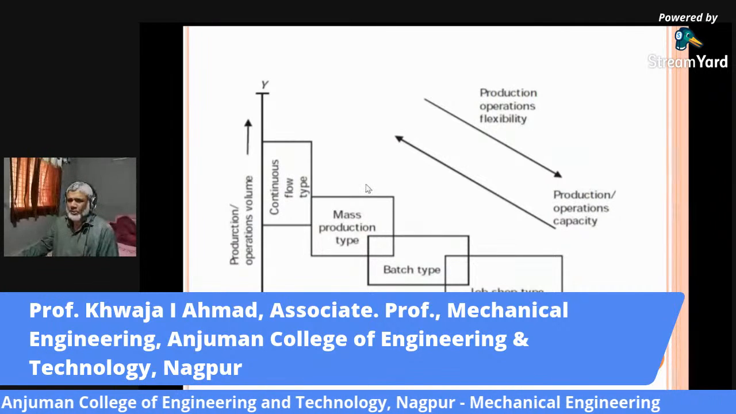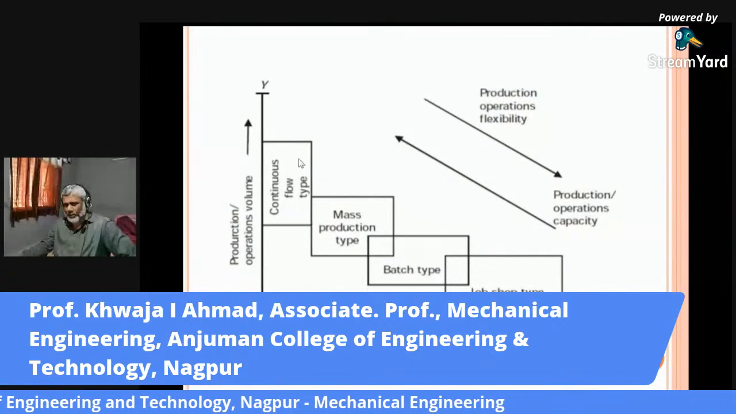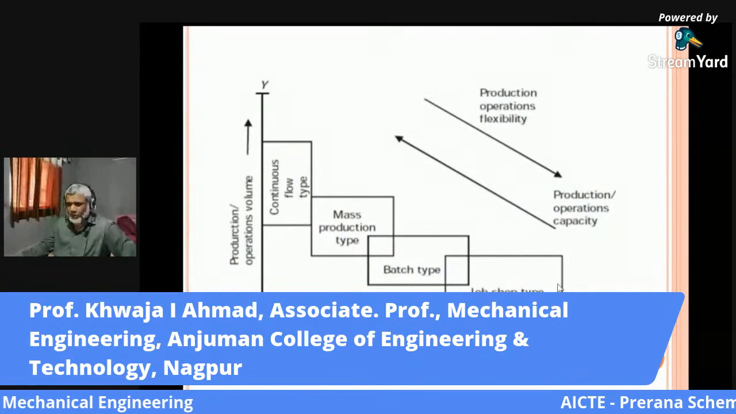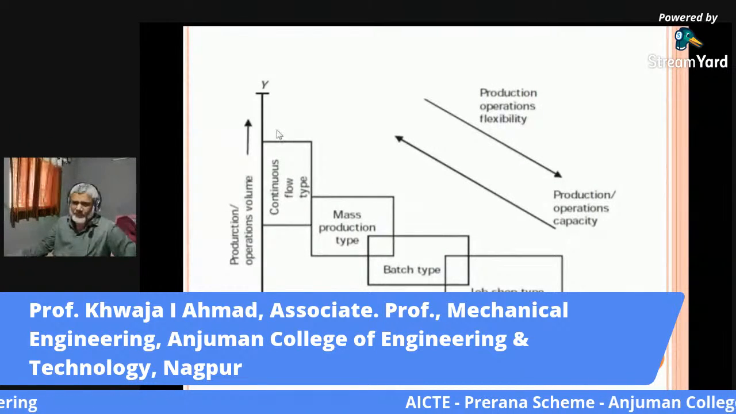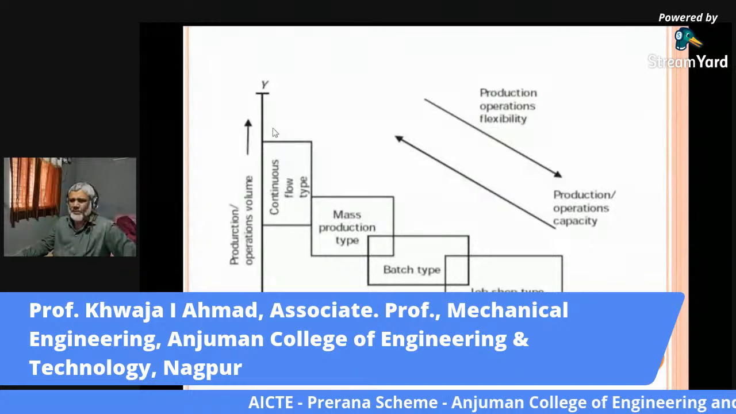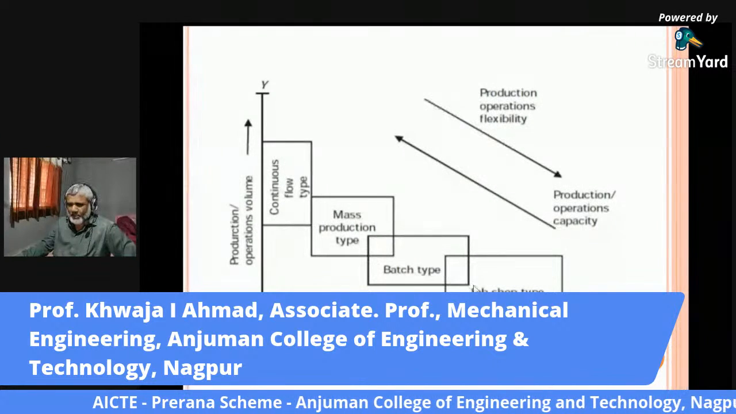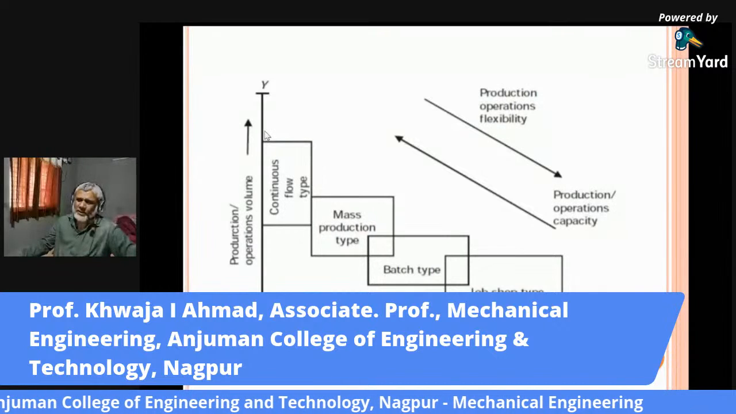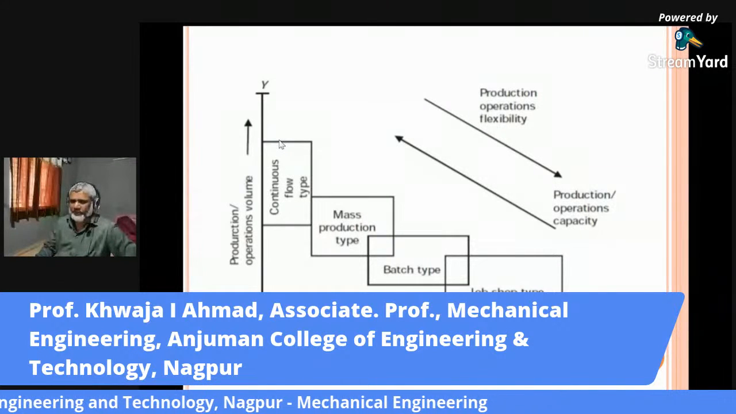That is, production operations flexibility will be more when you go towards the job shop type of production, and the production operations flexibility will be less as you come towards the continuous flow type. Similarly, the production capacity of the job shop will be less, and it will be of the highest order in the continuous flow type of production.